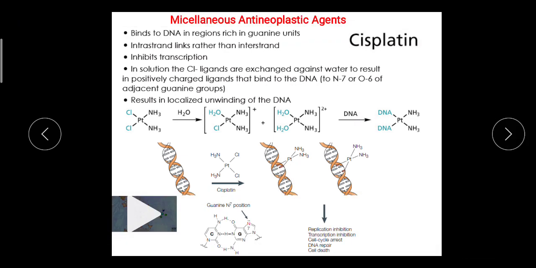In this way it causes the intrastrand linkage, and further this DNA cannot be transcribed, so replication of this DNA is inhibited, transcription is inhibited, and it causes the death of the cell. So this is the mechanism of action of the cisplatin. It results in the localized unwinding of the DNA. For this again, I will show one video.